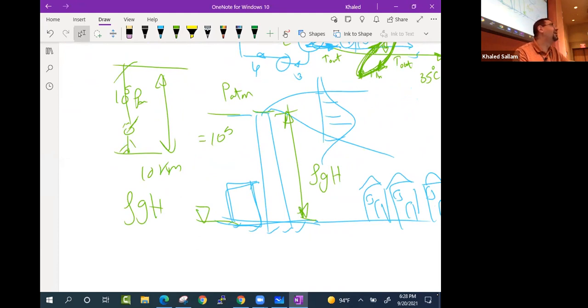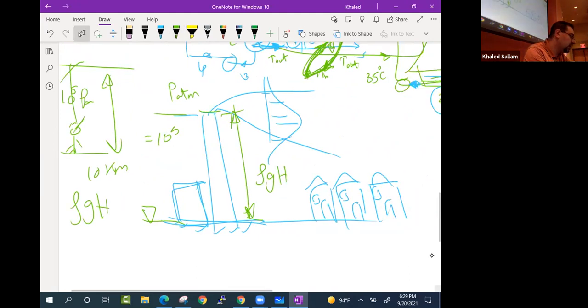No, rho, the density of the air. It has to be kilogram per meter cubed. Rho is the density. 1.2, right? 1.2 kilogram per meter cubed. Let's call it 1. And what is g?